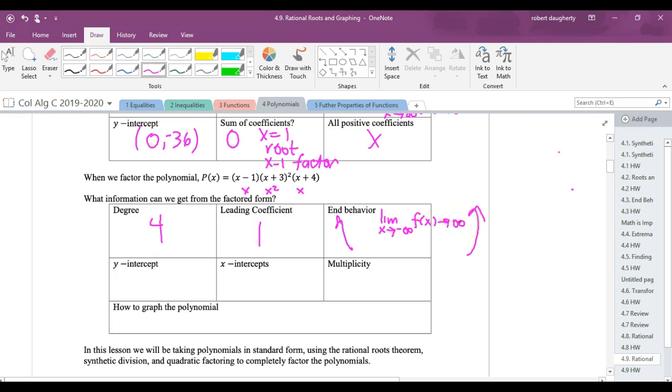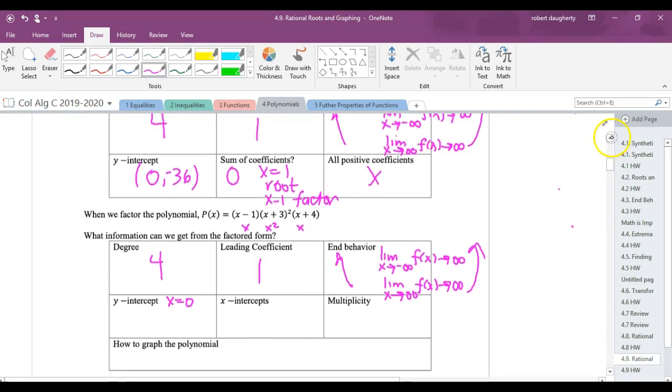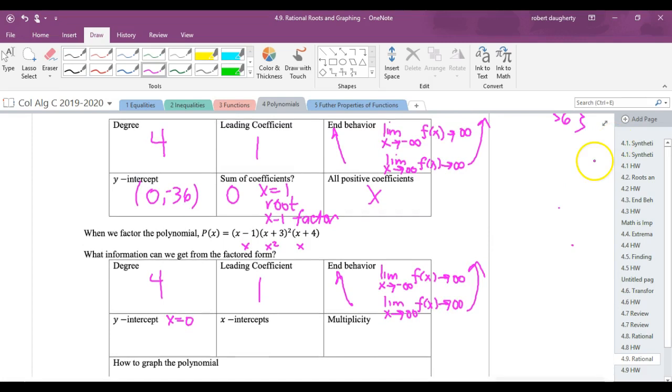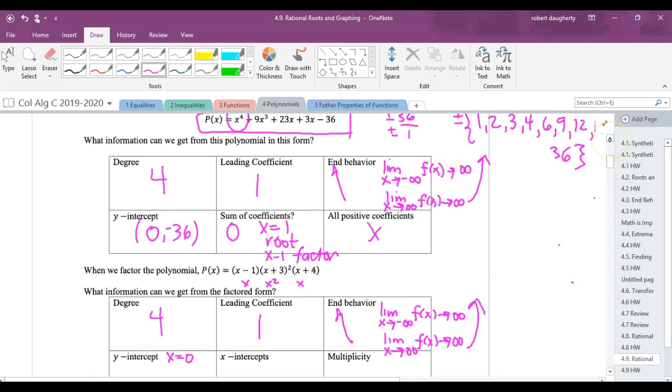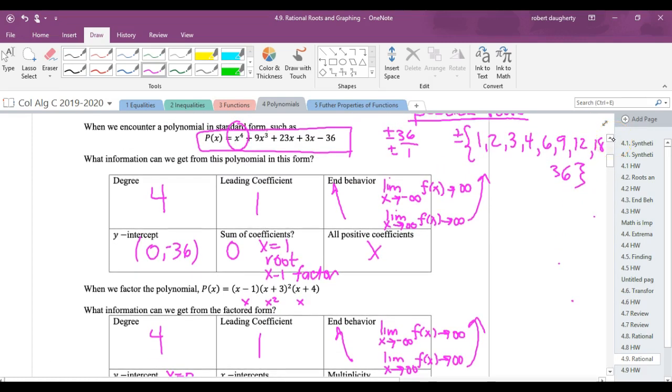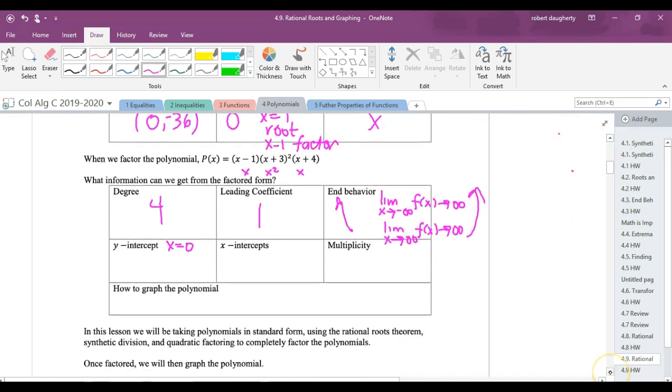As I go to the left, my graph goes up. As I go to the right, my graph also goes up. The y-intercept. This is where it's a little bit harder to find the y-intercept. How do you find the y-intercept? You set x equal to what? When you set x equal to 0, it's pretty easy in this first equation. I just get 36. I got to do a little bit more math in this lower equation.